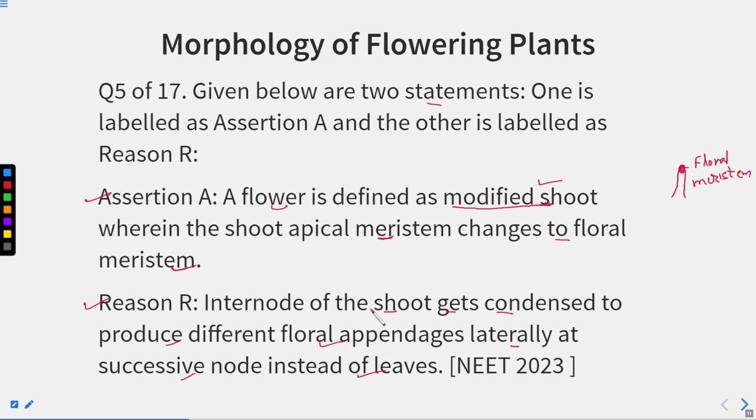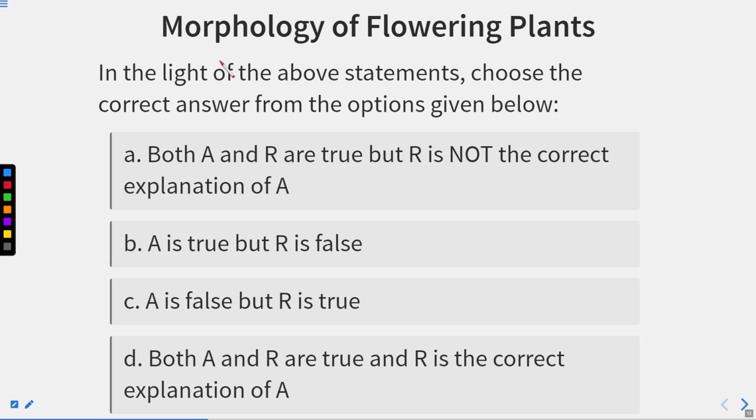What happens? During flower development, the internode of the shoot gets condensed to form what? Floral appendages instead of leaf. What kind of floral appendages? Sepals, petals. A flower is made up of sepals, petals, stamens and all. So these are produced instead of the leaf. So both the statements are true. In the light of the above statements, choose the correct answer from the options given below. So these are the options.